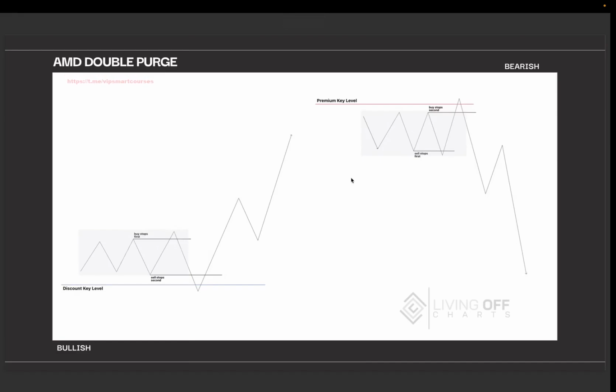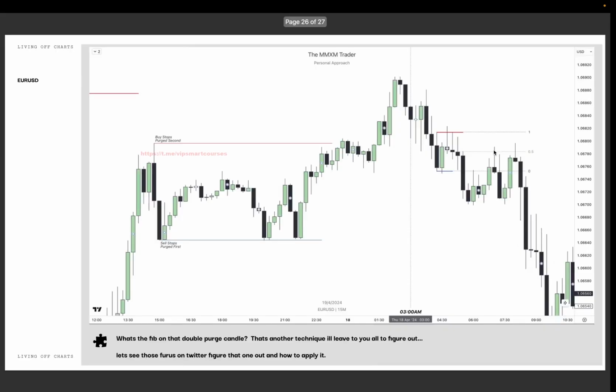Lastly, the AMD double purge. So classic accumulation, manipulation, and distribution with a double purge within the accumulation. So this is a way the market tips its hand to you with the AMD. And once we have this here and you have a true breaker right here after the double purge, inverse here, runs the sell stops first, runs the buy stops into a key level, price trades down, retracement into a true breaker because it formed post double purge.